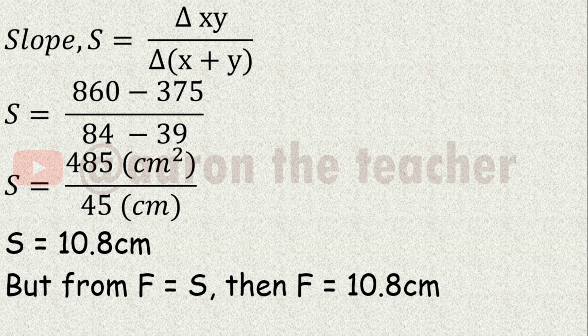Then our units, of course we are maintaining them. The numerator we have in centimeters squared divided by centimeter. When we press in the calculator, we shall have 10.8 centimeters as the slope, and we relate back to our relationship between the slope and the value that we are looking for, which is focal length. After relating, we said f equals s. It means that f will be directly equal to 10.8 centimeters.